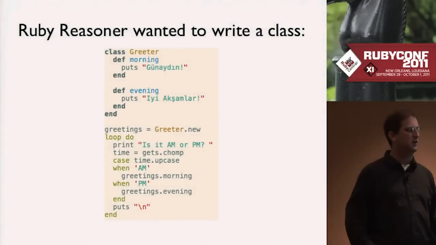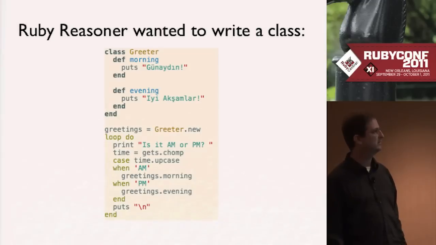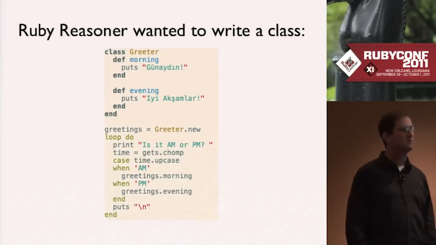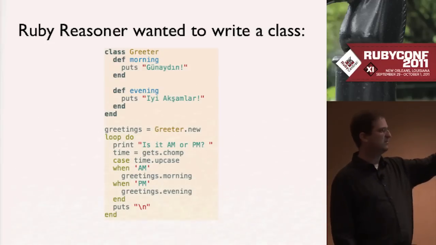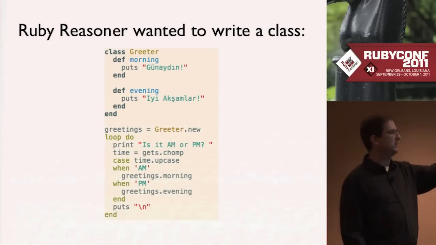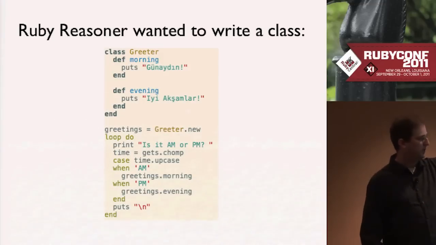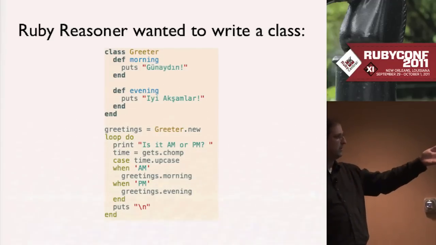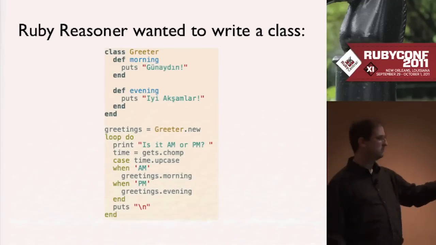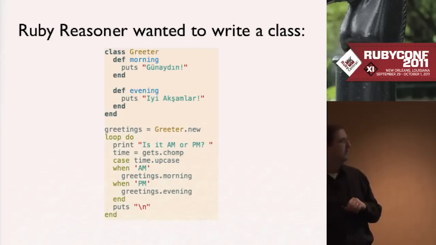The story starts with a Ruby programmer who goes by the name Ruby Reasoner. He wanted to write a class. Now this is a very simple class. It's got two methods. It's a greeter. Depending on the time of day, it's going to greet you with the appropriate greeting. And then we throw in a little loop at the bottom so we can do some I/O, present a prompt, get the response, and present the proper greeting by calling a method on an instance of the class.